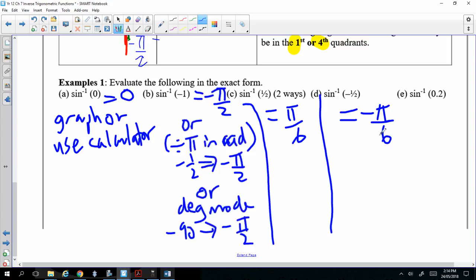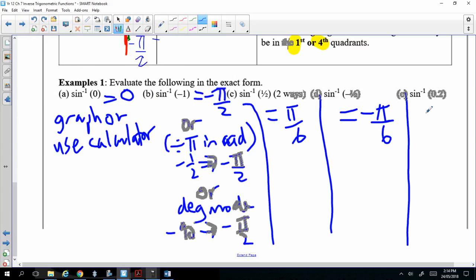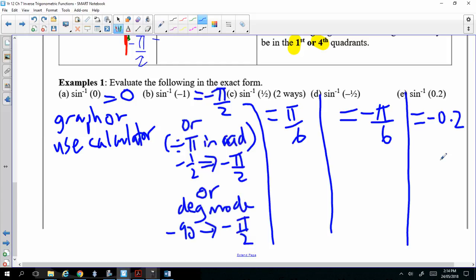And the last one, sine inverse of 0.2. You just have to press 0.2, but that won't have an exact value because if you divide by pi, it doesn't give you an answer. So you just do it like that. Correct to one decimal place, 0.2. Okay, done. Any questions? So that's the sine inverse. Then we'll look at the cos inverse, then the tan inverse.